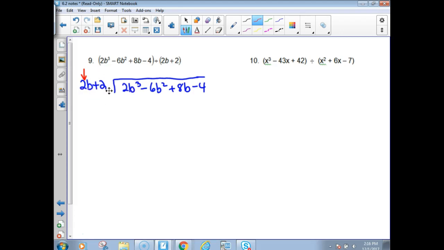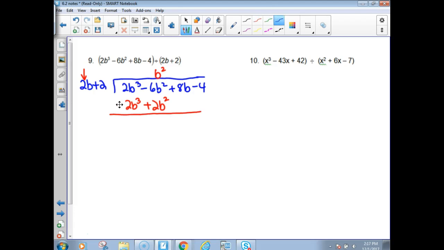2b cubed divided by 2b. Got to think in your head. The 2's would cancel. b to the third divided by b would be b to the second. Right? So b squared. I'm just going to put it up above the squared term. Multiply back out. b squared times 2b is 2b cubed. b squared times 2 is plus 2b squared.